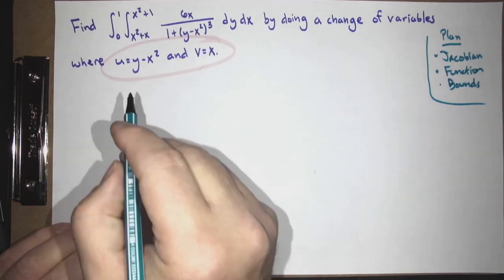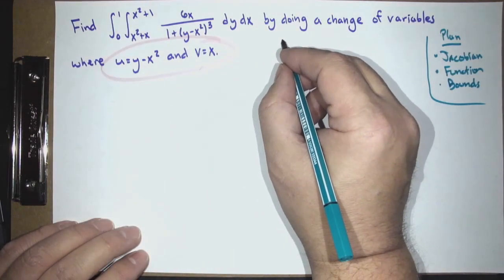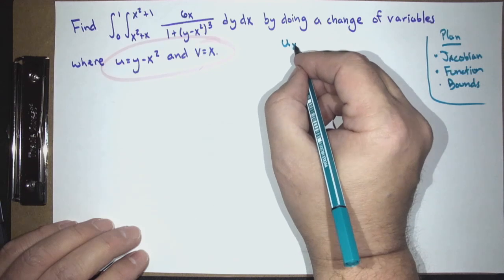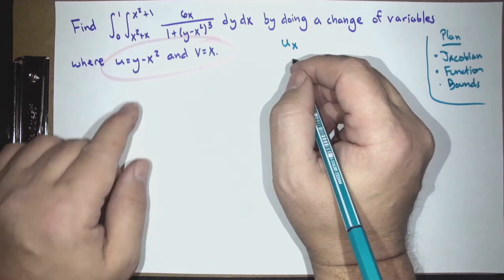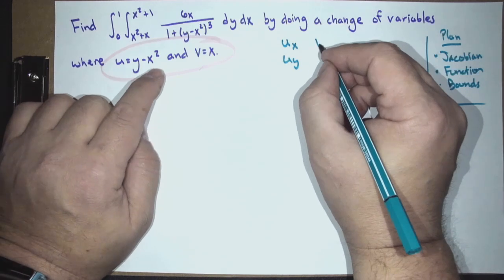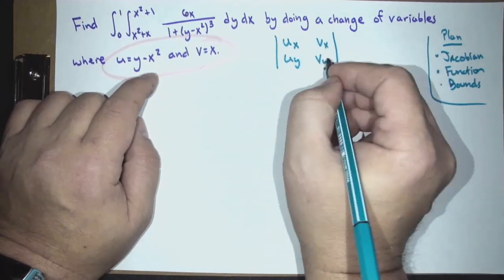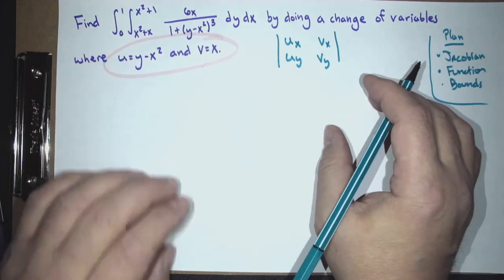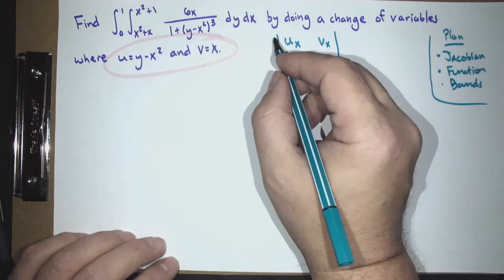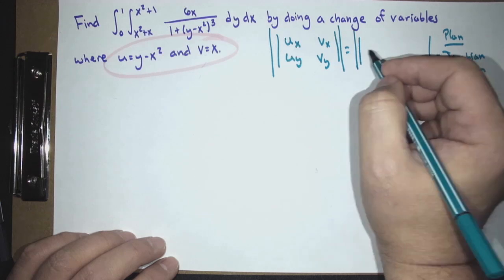All right, so we're going to take our partial derivatives. And this is where I say it's easy to just do whatever, it'll work out. So u sub x, u sub y, v sub x, v sub y. If you switch the order, everything will work out. And don't forget to take an absolute value. Okay, so let's just take these derivatives.